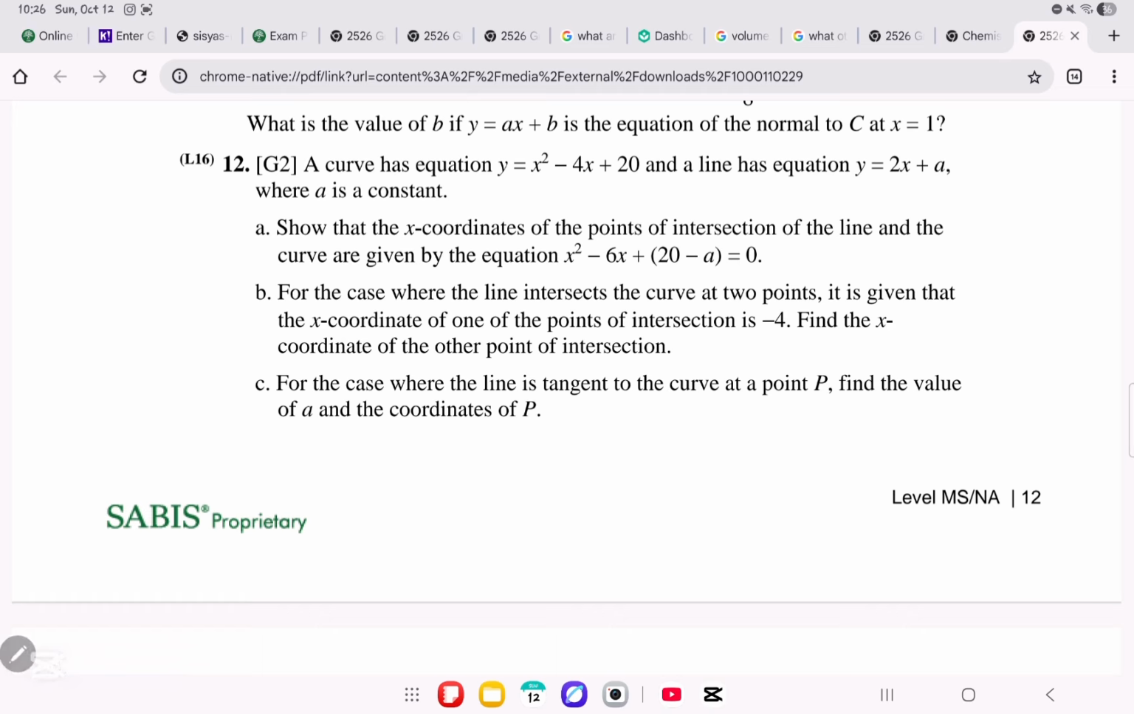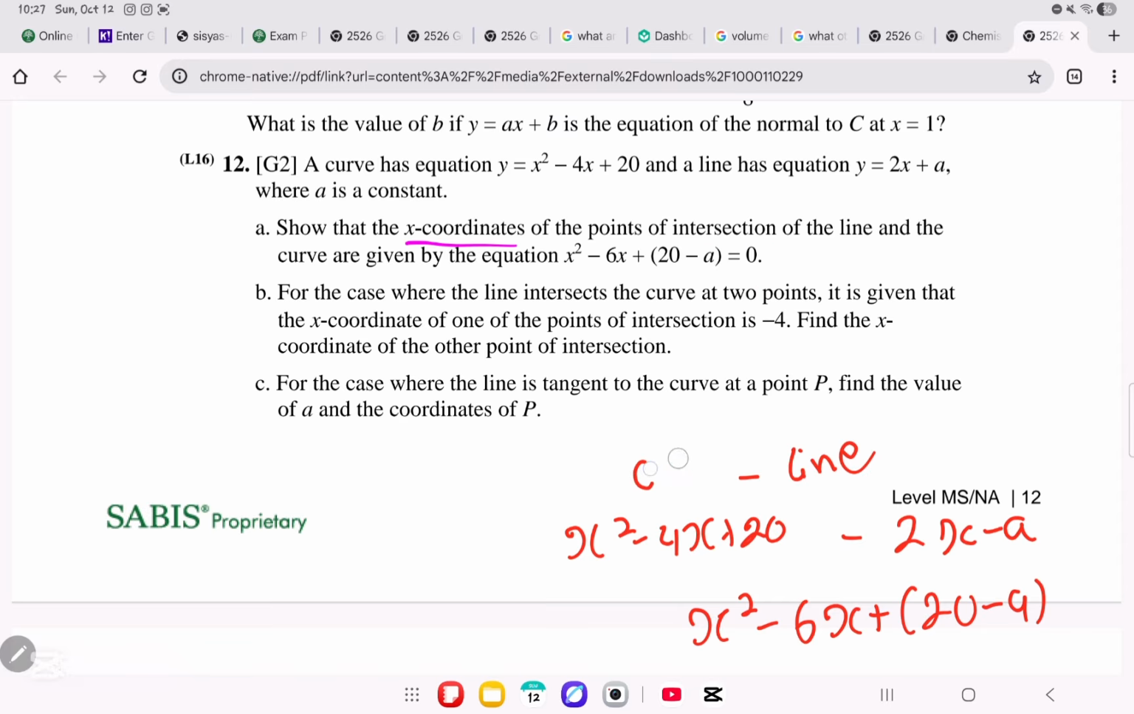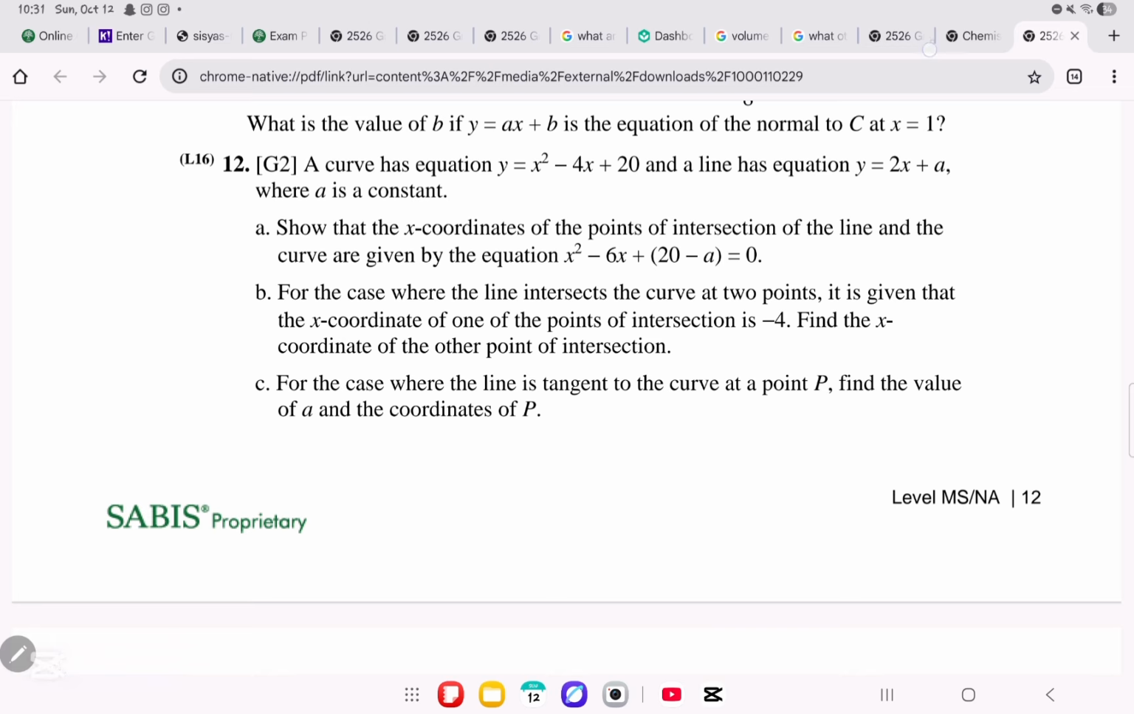So a curve has this equation, okay. Show that the x coordinates of the points of intersection of the line and the curve are given by this equation. So very simply, the intersection equation is going to be curve minus line. So it's going to be x squared minus 4x plus 20 minus 2x minus a, right? So then it will be x squared minus 6x plus 20 minus a. Perfect. Now, part B.